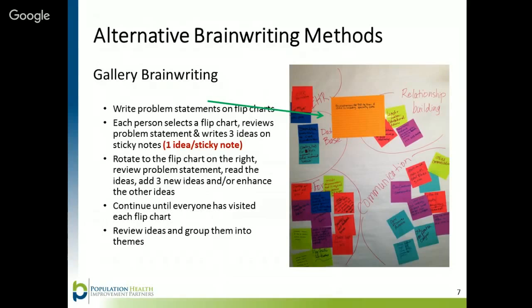Once everyone has visited all flip charts, ask them to revisit 1 or 2 flip charts, review the ideas, and add any additional ideas. The last step is to review all the ideas from the worksheet, sort through the ideas to remove duplicates, and identify clusters of ideas.